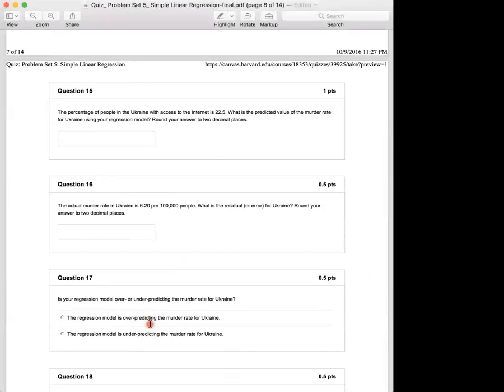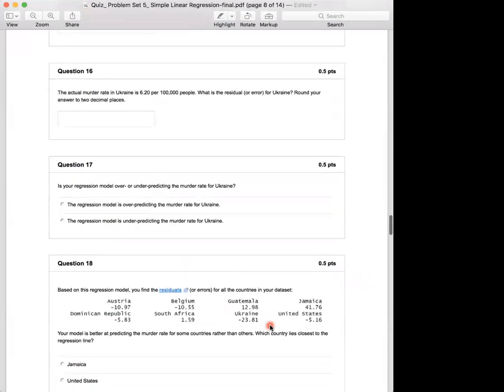And we're over predicting the murder rate because our actual murder rate is 6.20, but we predict it to be 30.01. So we're quite off. We think it's much higher than it is. So just keep in mind, negative residuals indicate an over prediction. Positive residuals indicate an under prediction. Again, negative residuals equal an over prediction. Positive residuals indicate an under prediction.